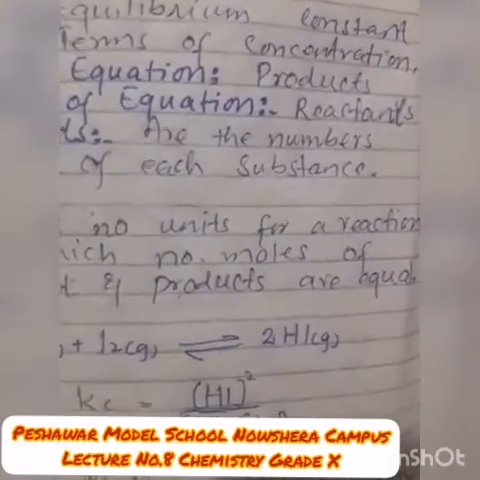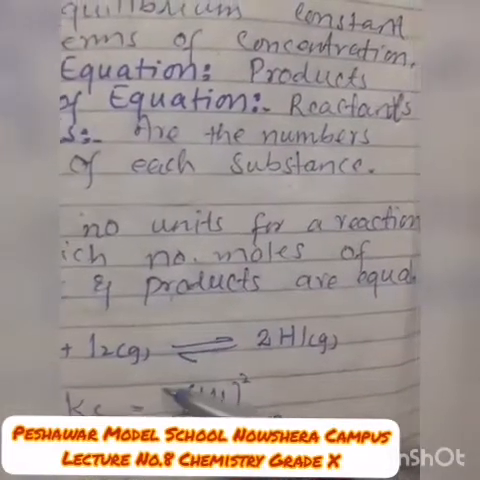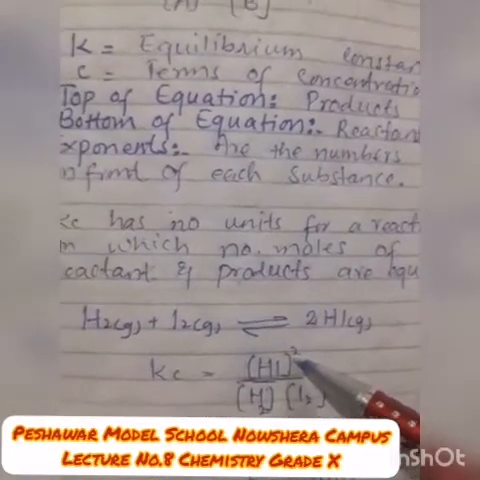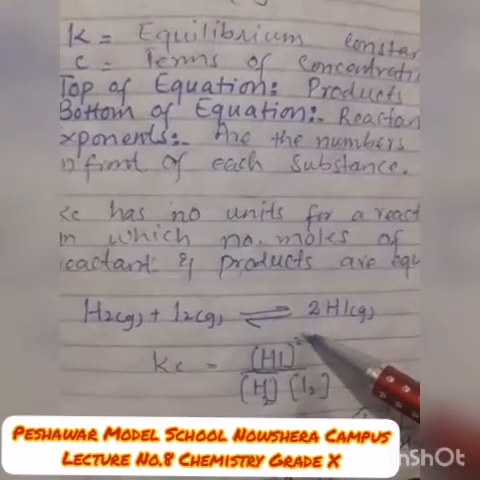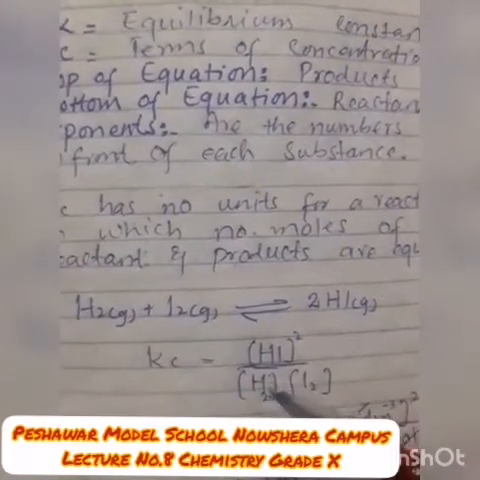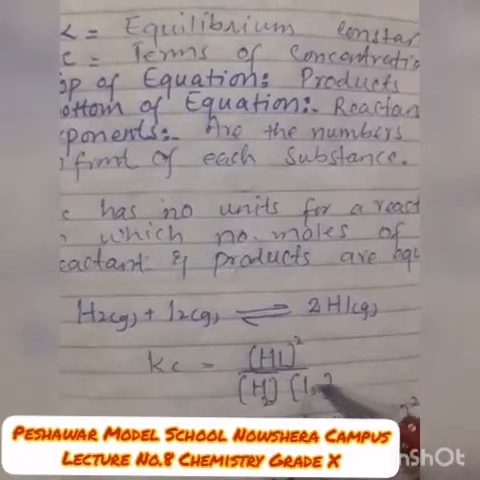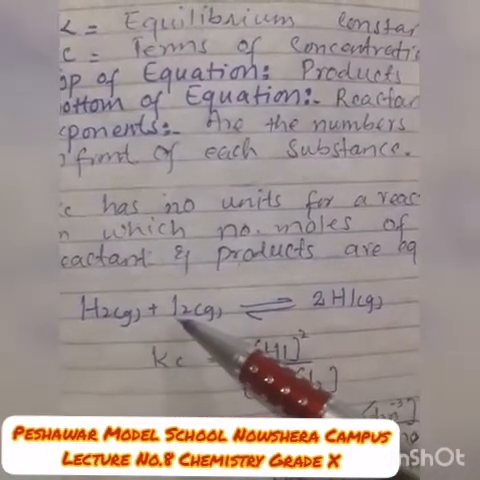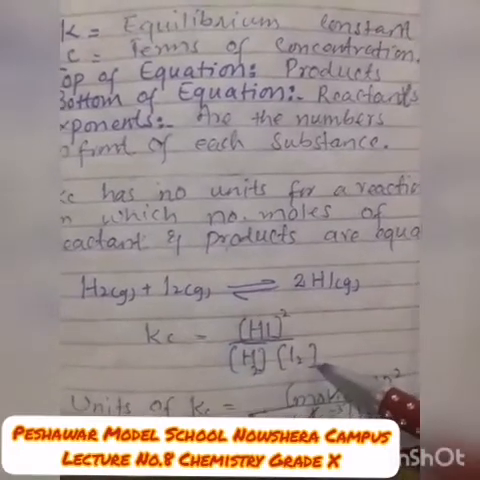When we write the Kc expression for this chemical reaction, it would be like this. Kc is equal to hydrogen iodide whole square. What does it mean by this whole square? It means that here is 2 moles of hydrogen iodide, divided by hydrogen and iodine. Here are 1 mole of hydrogen and 1 mole of iodine, so we will not mention 1 mole here.